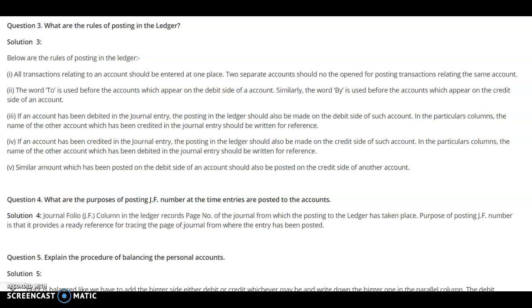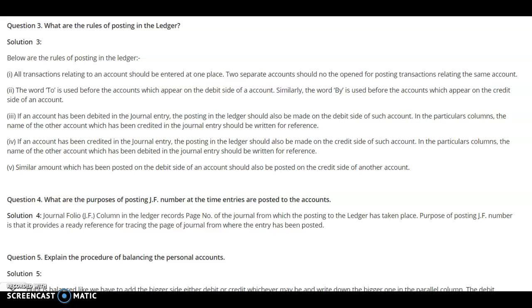Dear students, when we have to post the entry in those accounts, simply we say posting in the ledger, we have to follow certain rules. And what those rules are, let's understand first of all. All transactions relating to an account should be entered at one place. Two separate accounts should not be opened for posting transactions relating to the same account.